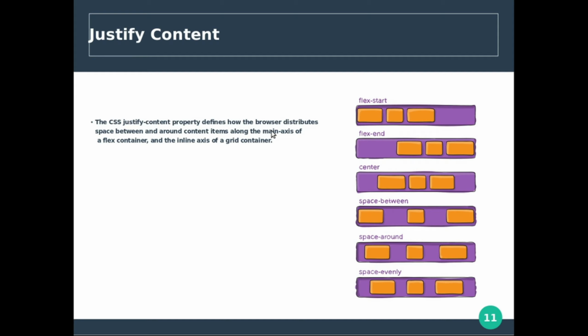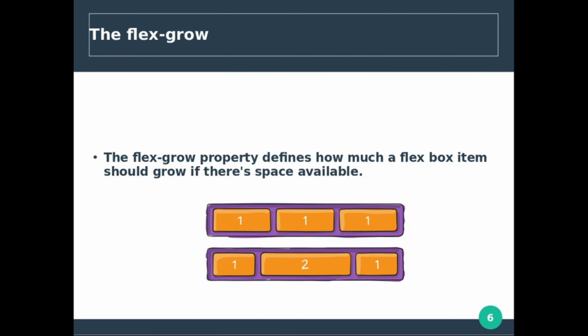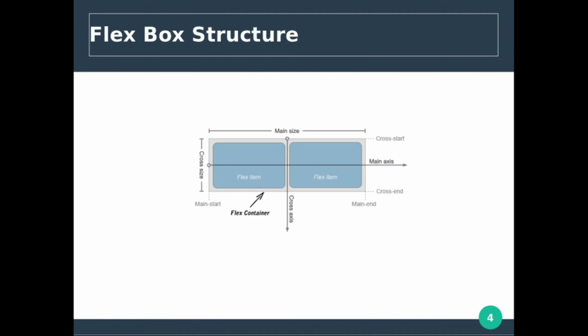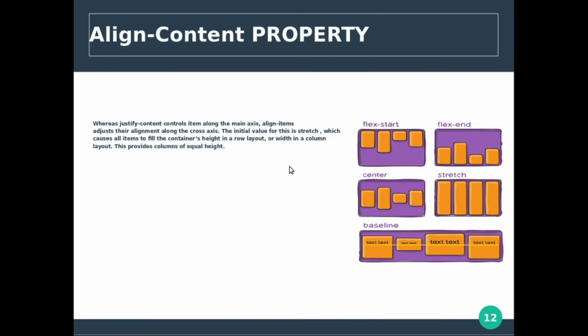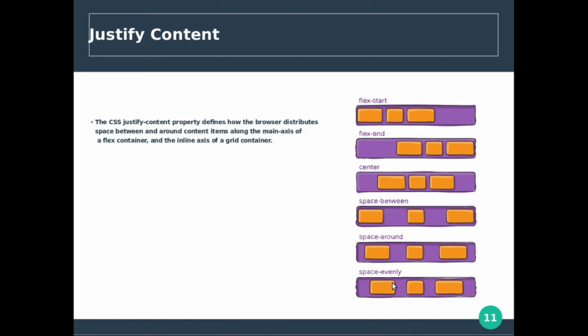The justify content property defines how the browser distributes space between and around content items along the main axis of a flex container. Here in the flexbox structure, you can see that the main axis is the line which goes from left to right, which is the horizontal line. The justify content has many values, and we will see each one of them. The flex start is the default behavior.